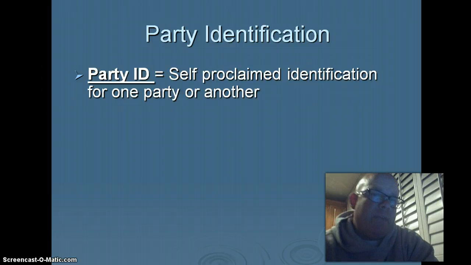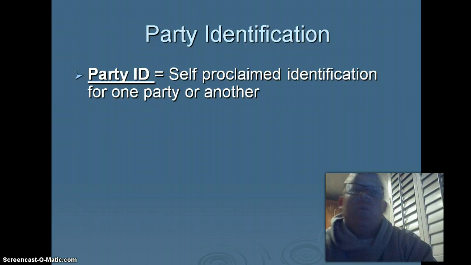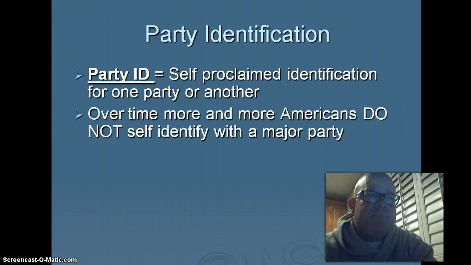All right, party identification is another big part of political parties. Party identification is when a person self-identifies or self-proclaims that they're a member of a particular party. This is one of the strongest, if not the strongest, indicator of how a person is going to participate in politics. If you come out and say, I am a Democrat, you are going to vote and support Democratic policy. If you come out and say, I am a Republican, you are going to support Republican policy and vote for Republican candidates.